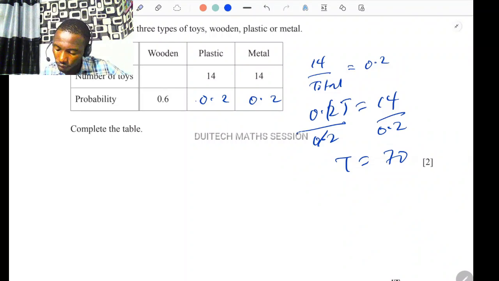So if t is 70, remember we cannot write the 70 here because this is the total when you sum all the number of toys together. So that means we have to subtract 14 times 2. So for us to get wood, we have to say 70 minus what?